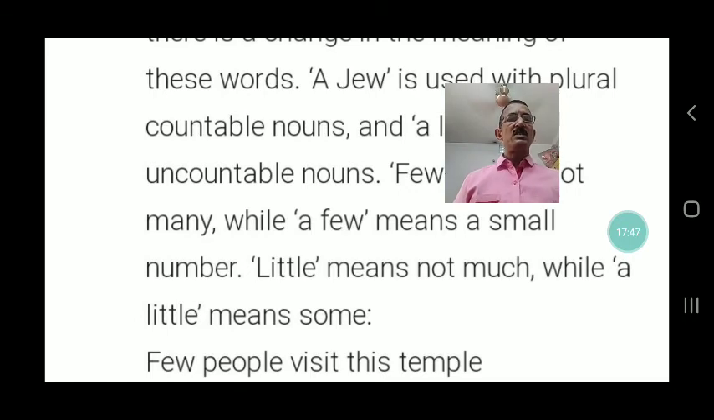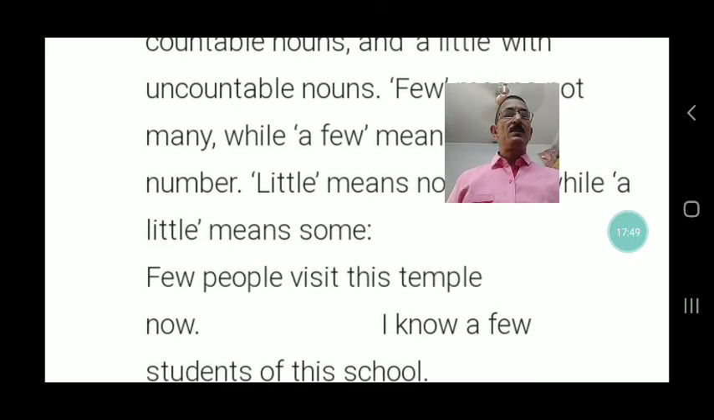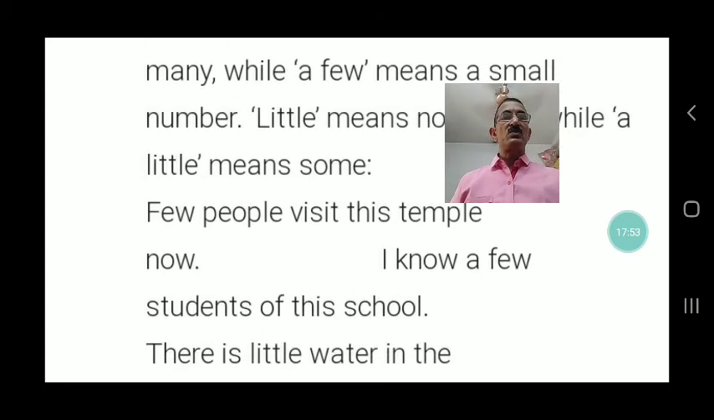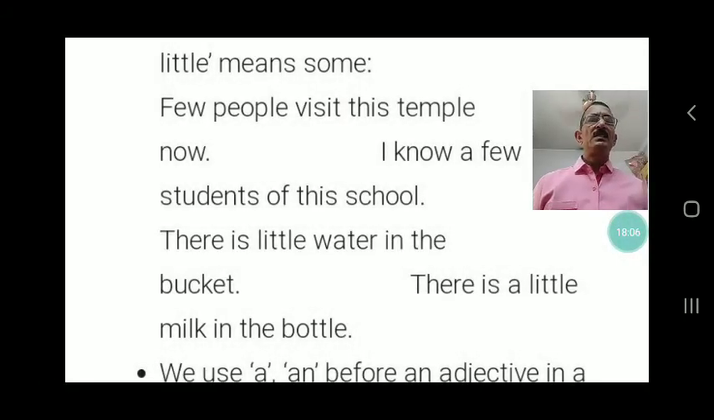So little is used with what? Uncountable nouns in general. Few people visit this temple now. I knew a few students of this school. So here you have understood. There is little water in the jug. It means that there is not much water. A little means some. Few people visit this temple now. I know a few students of this school. There is little water in the bucket. There is little milk in the bottle.